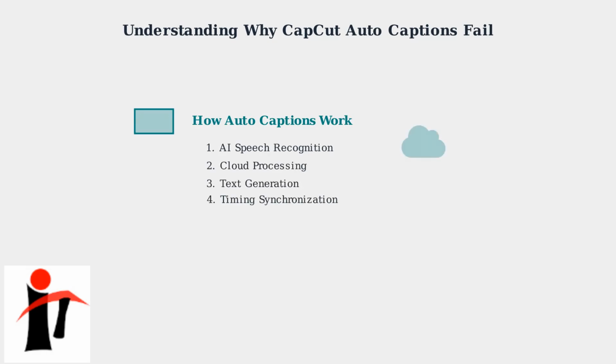CapCut's auto caption feature is powered by advanced AI technology, but several technical factors can cause it to fail. Understanding these root causes will help you troubleshoot more effectively. CapCut's auto caption system uses AI-powered speech recognition that processes your audio through cloud servers. The system analyzes speech patterns, converts them to text, and synchronizes the captions with your video timeline.